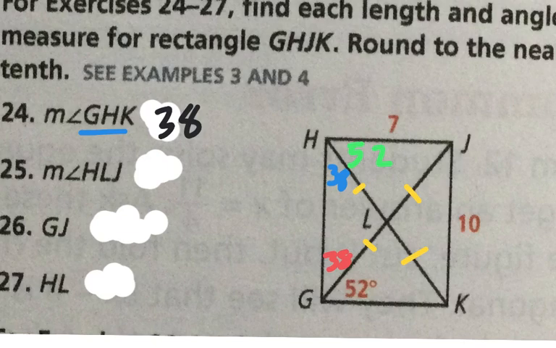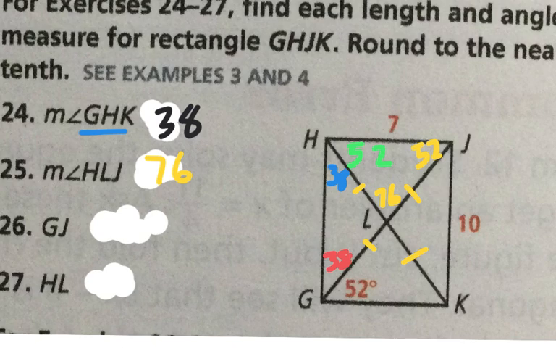Okay, 25 says find the angle HLJ. So from H to L to J, that's part of an isosceles triangle. So if we know that this angle is 52, the other smaller angle is also 52. And that one has to equal 180. So add these two, subtract from 180. 180 minus 104 is 76. So now we know this central angle is 76. That's the second thing he was looking for.